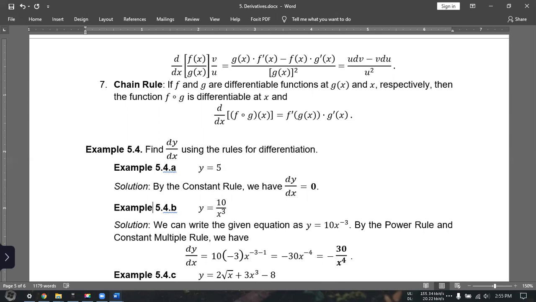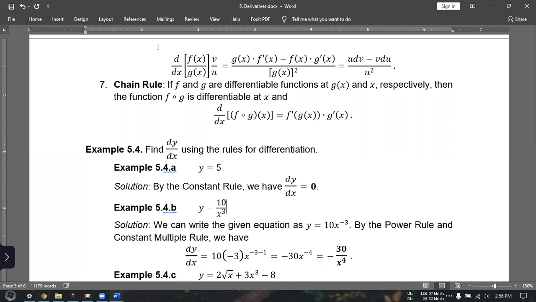In example letter B, we have y is equal to 10 over x cubed. Now, if the given is a fractional or rational expression, don't assume that you'll use the quotient rule right away. Just observe the given first. If you can rewrite the given function into something else and evaluate the derivative using the basic rules, then do so.